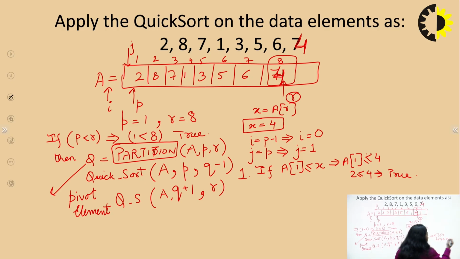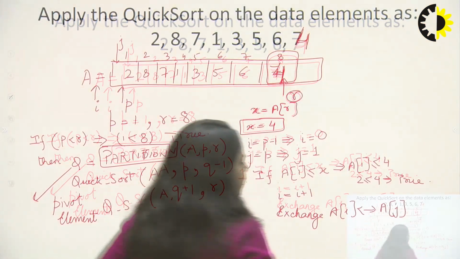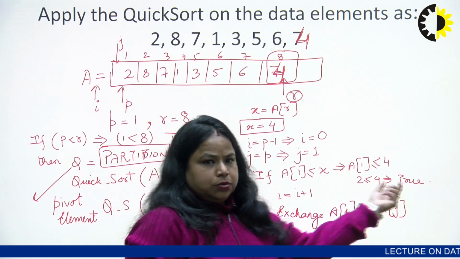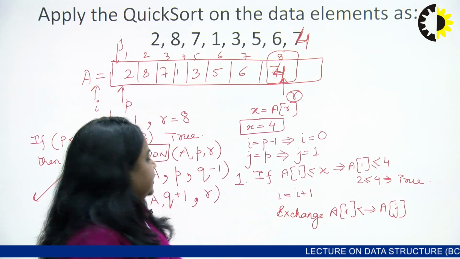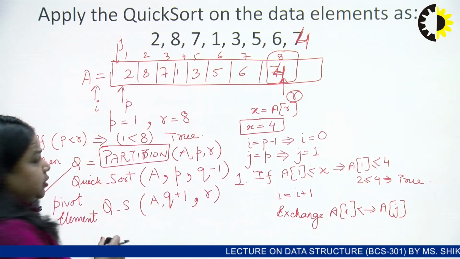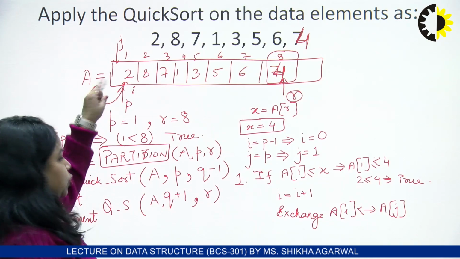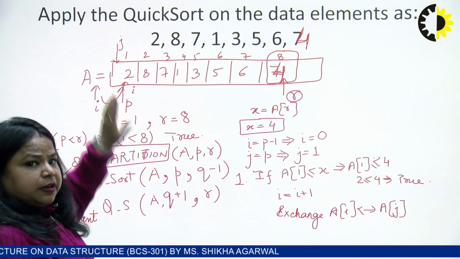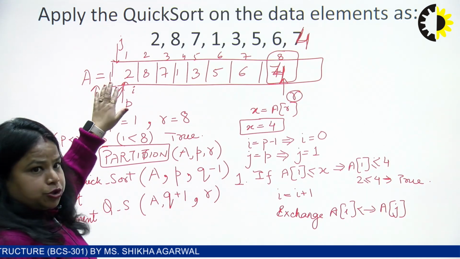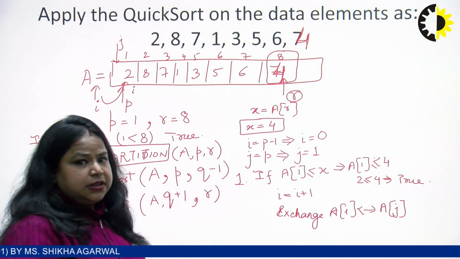If the condition is true, then we have to move I to I plus 1, then exchange A of I with A of J, right. If the condition comes true, what do we need to do? I is equal to I plus 1. Here I was on 0. Now we have to move one position, then I comes here, right, and J is already on that location. So there will be no swapping, but we have to show that we will swap A of I with A of J.